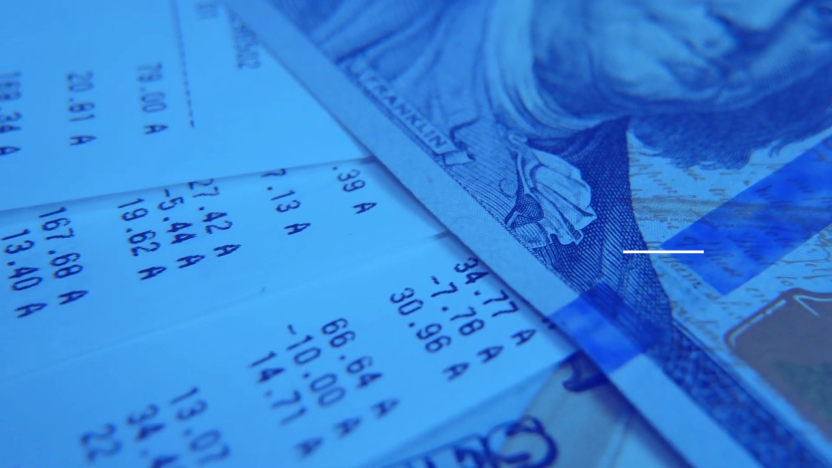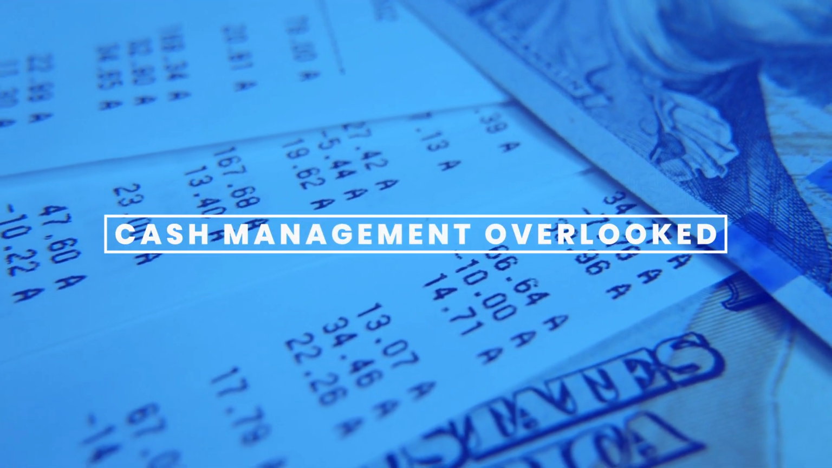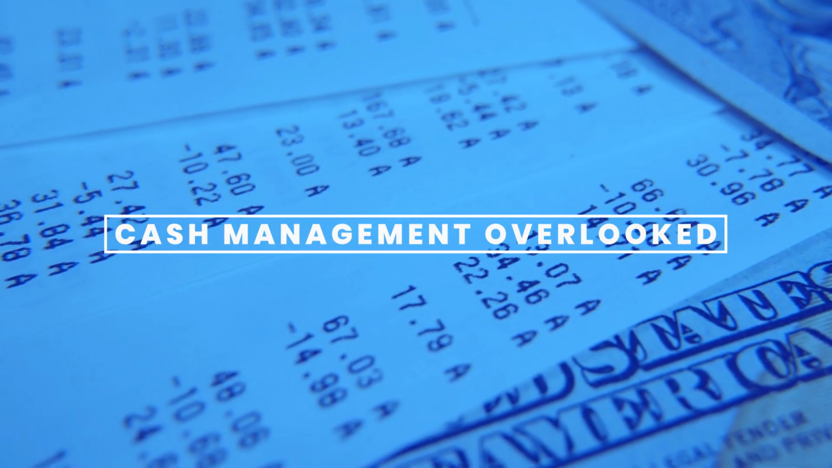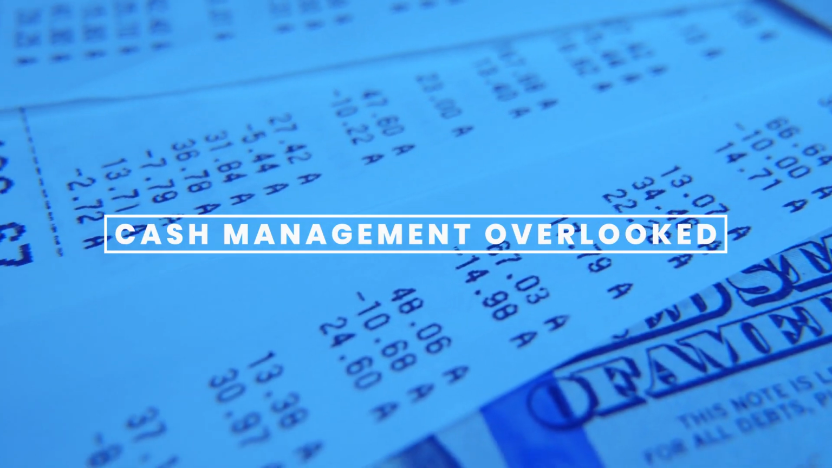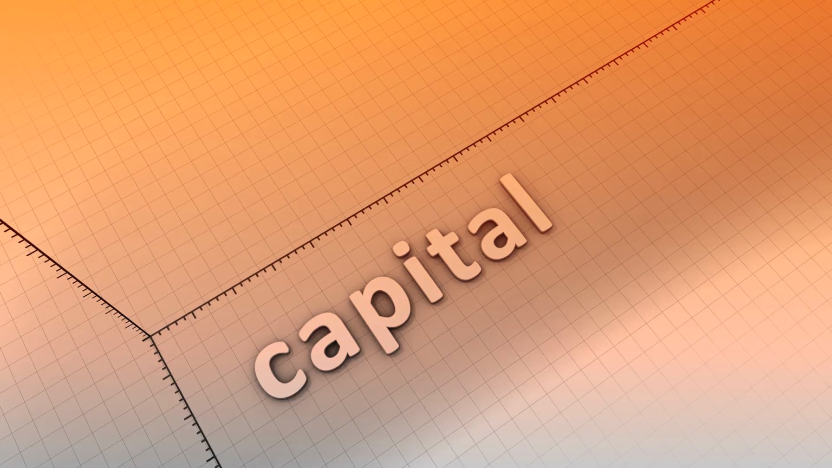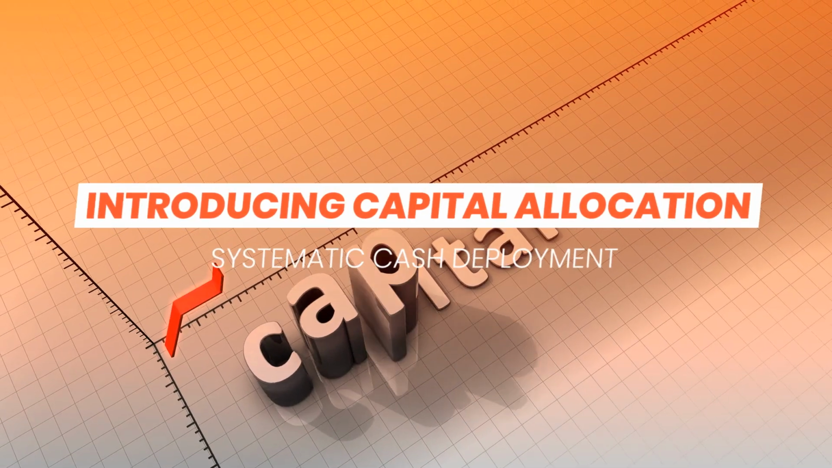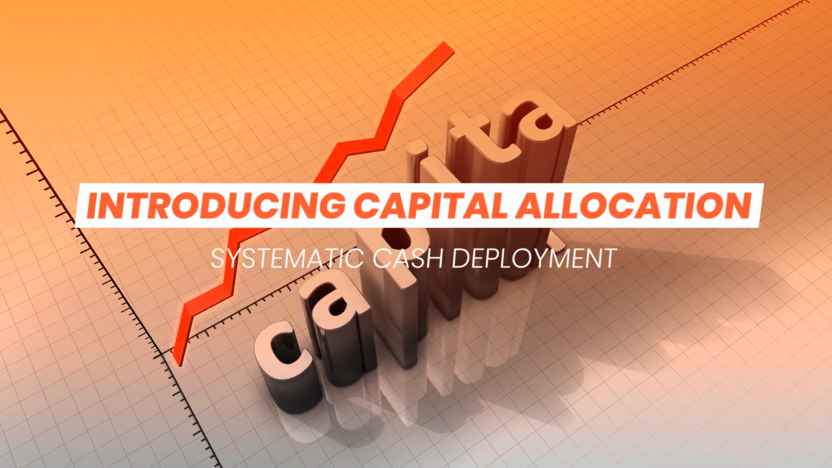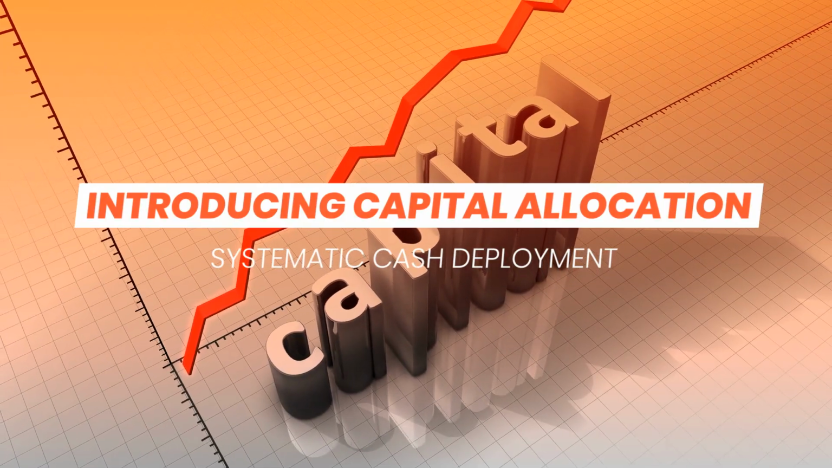Most people treat cash management as an afterthought, letting surplus money sit idly in checking accounts or guessing where to put it when a windfall arrives. The ultra-wealthy do not guess, they use a strict matrix. Today, we install the Capital Allocation Matrix to give you a systematic framework for deploying surplus cash like an institution.